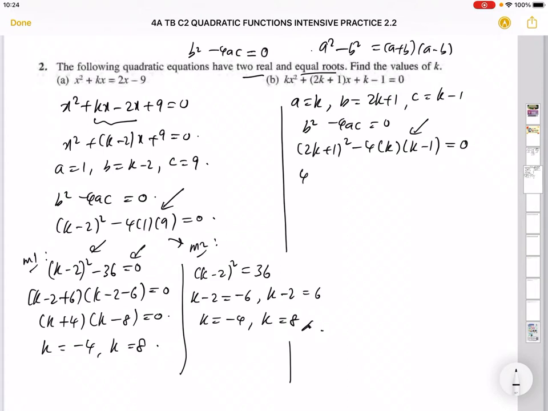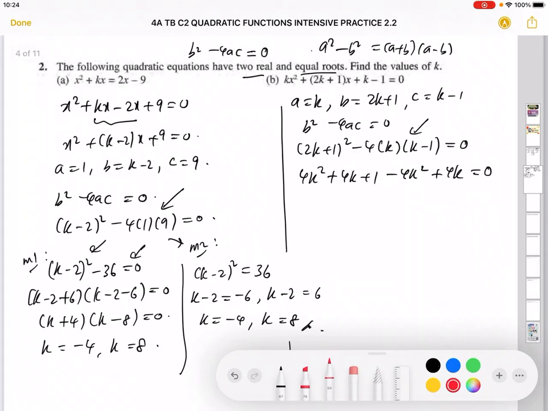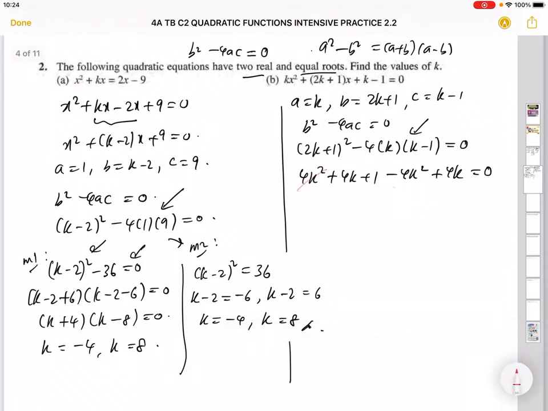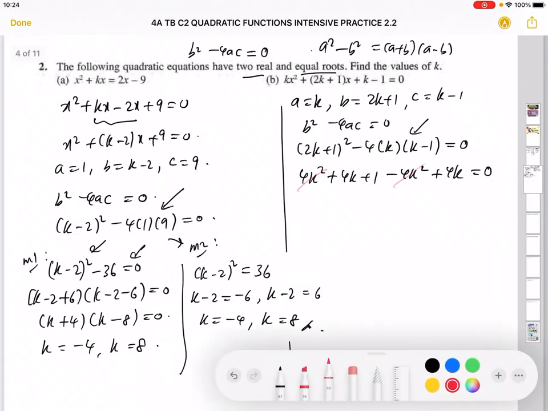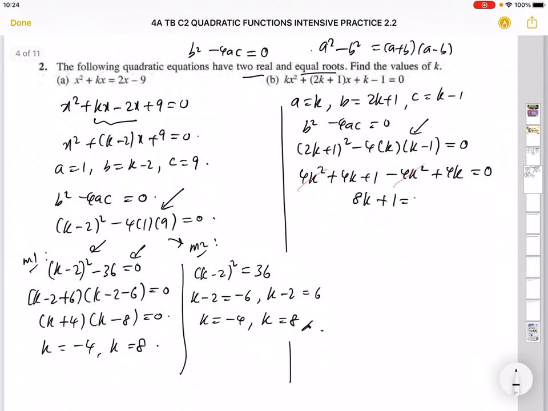So what we have to do is expand this. (2k) squared is 4k squared plus 4k plus 1. The negative 4 times k times k is negative 4k squared. Negative 4k times negative 1 is positive 4k. The result is equal to 0. Now this equation may appear to be a quadratic, but you notice that 4k squared and negative 4k squared cancel. At the moment you cancel them, what you have left is a simple linear equation, where we can just bring the 1 over and divide. My k is negative 1 over 8.